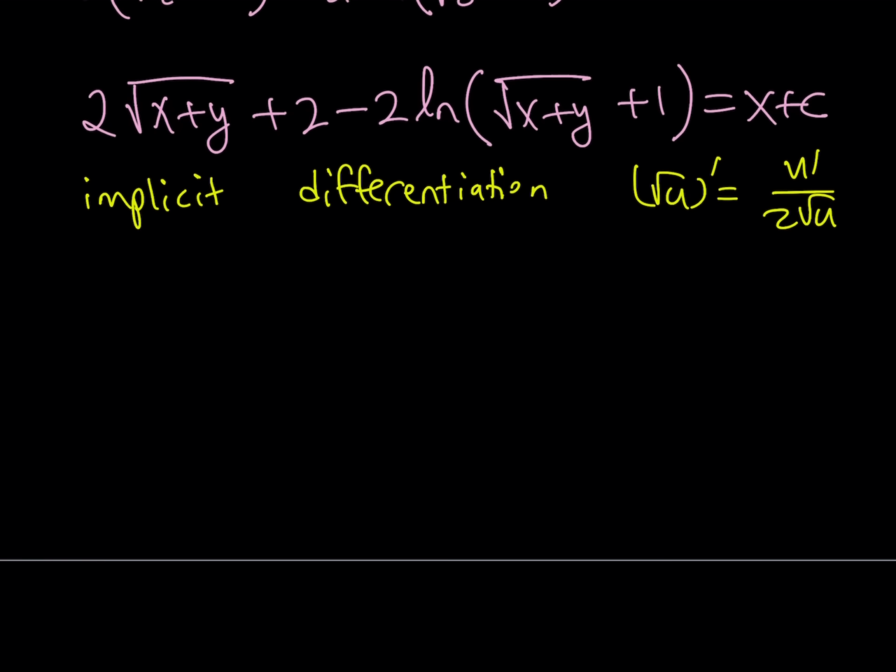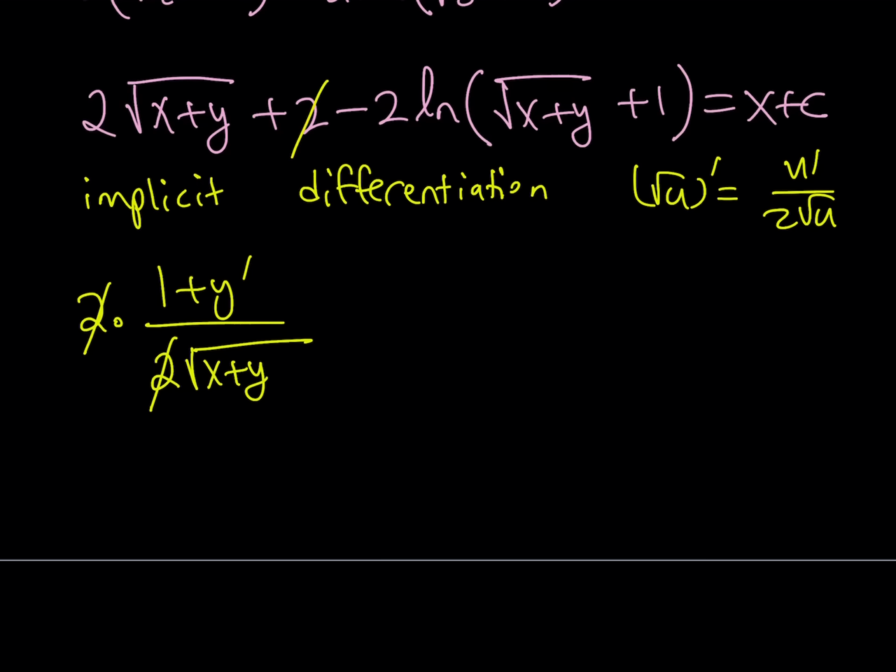So u prime is going to be 1 plus y prime, the derivative of the inside, divided by 2 times the same thing. And obviously the 2 is going to cancel out, right? Then, plus 2, that's just going to cancel out when you differentiate, minus 2 times. Now how do you differentiate ln u? The derivative of ln u is going to be u prime over u. That's another rule for derivatives.